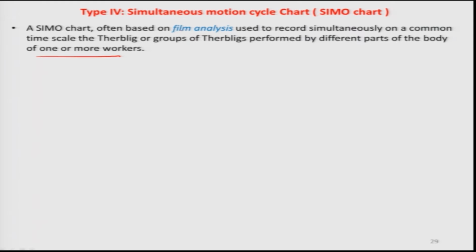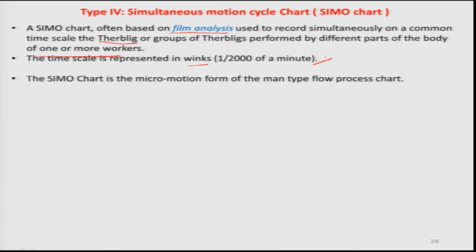Okay. Here is a kind of film analysis. First the film is recorded, and the whole job is broken into various parts, and each part is assigned an operation using a Therblig, and we will explain in a table. The time scale is represented in a wink, and a wink is 1/2,000 of a minute. That is the time scale generally used in a SIMO chart.